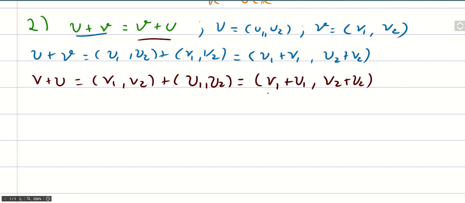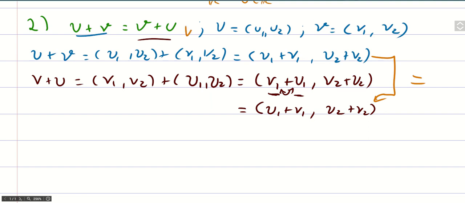But what happens here is that the components of v and u are real numbers, so they commute. We know that the real numbers commute with respect to the summation. So here this is equal to (u1 plus v1, u2 plus v2). That means that these two vectors are the same, and therefore the commutativity is satisfied.